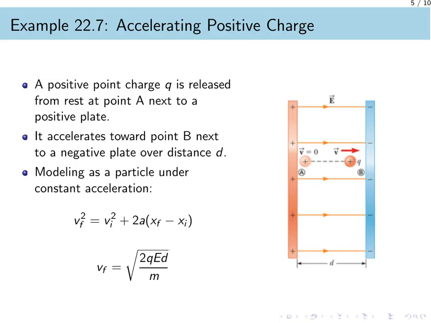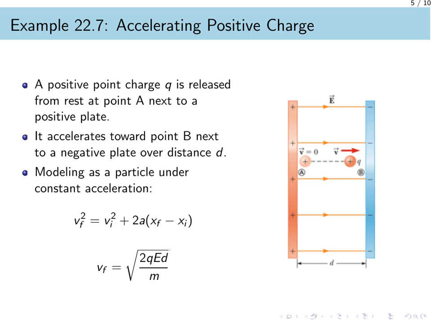Imagine a positive point charge that is released from rest at a starting point, which we will call point A, located next to a positively charged plate. Because the charge is positive, it accelerates toward the right, moving toward a negatively charged plate at point B, covering a total distance called d. Since the field is uniform, we can model this as a particle under constant acceleration.